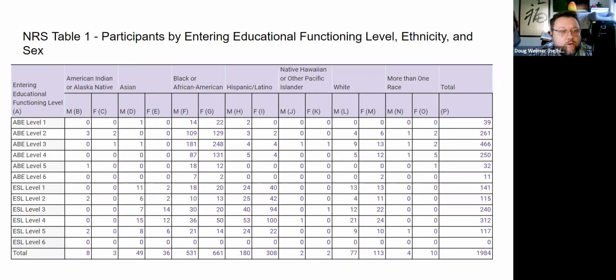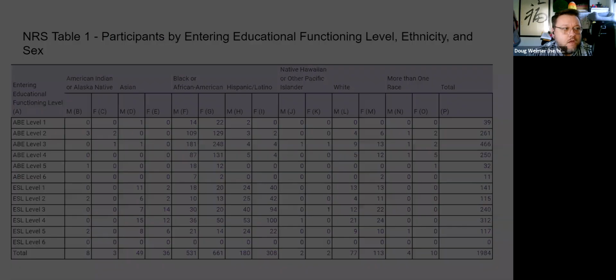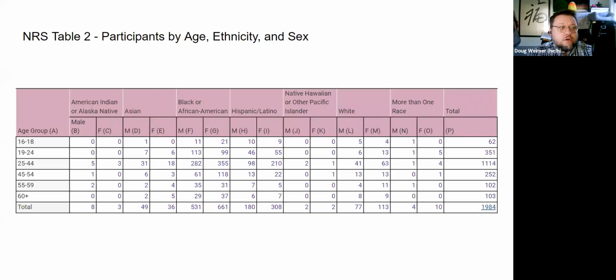Going to the right, going across the table, we have all of the ethnicities that are in the NRS, and then that's further broken down into male or female. Remember, of course, we don't have any allowance at this time to do non-binary, other genders, so it has to be male or female. Table 2 shows you on the left side the participant age, and then going across, broken down by ethnicity and sex.